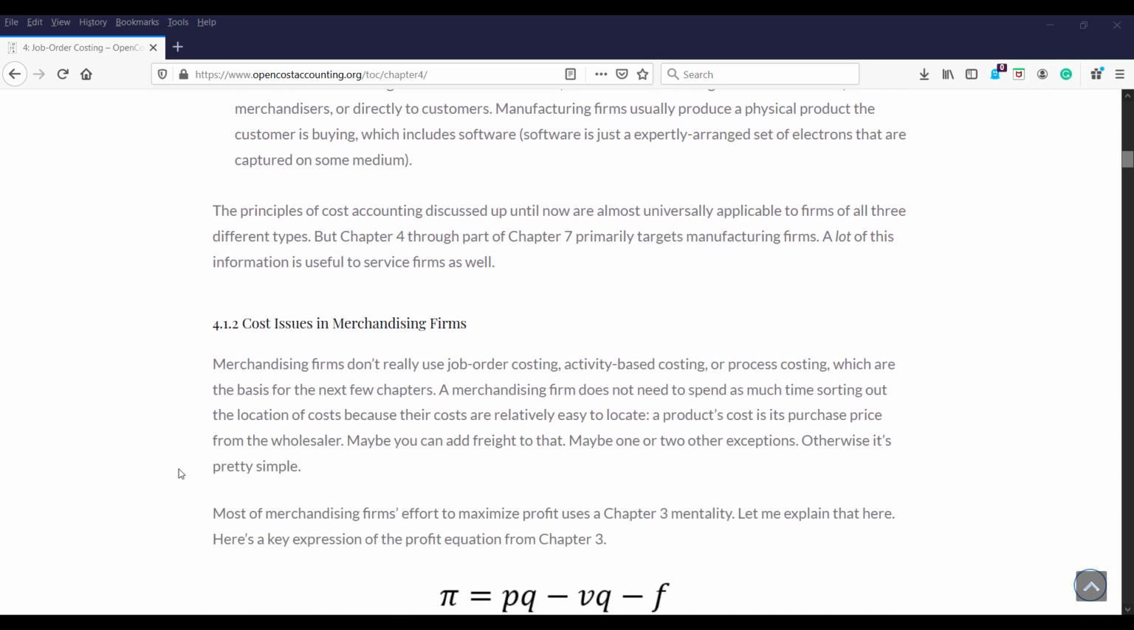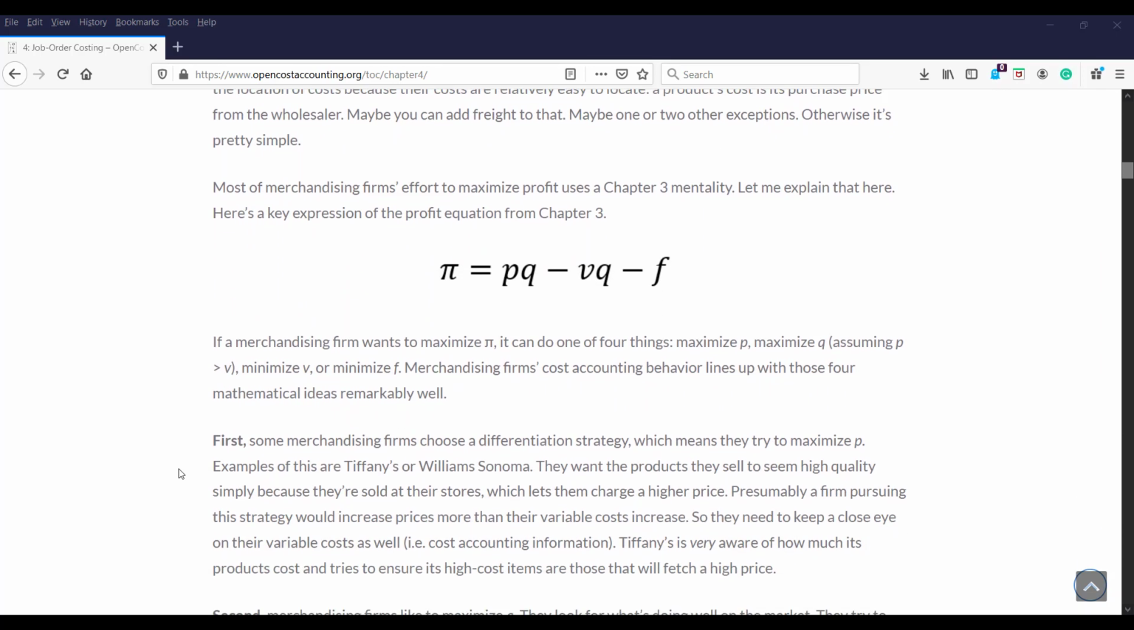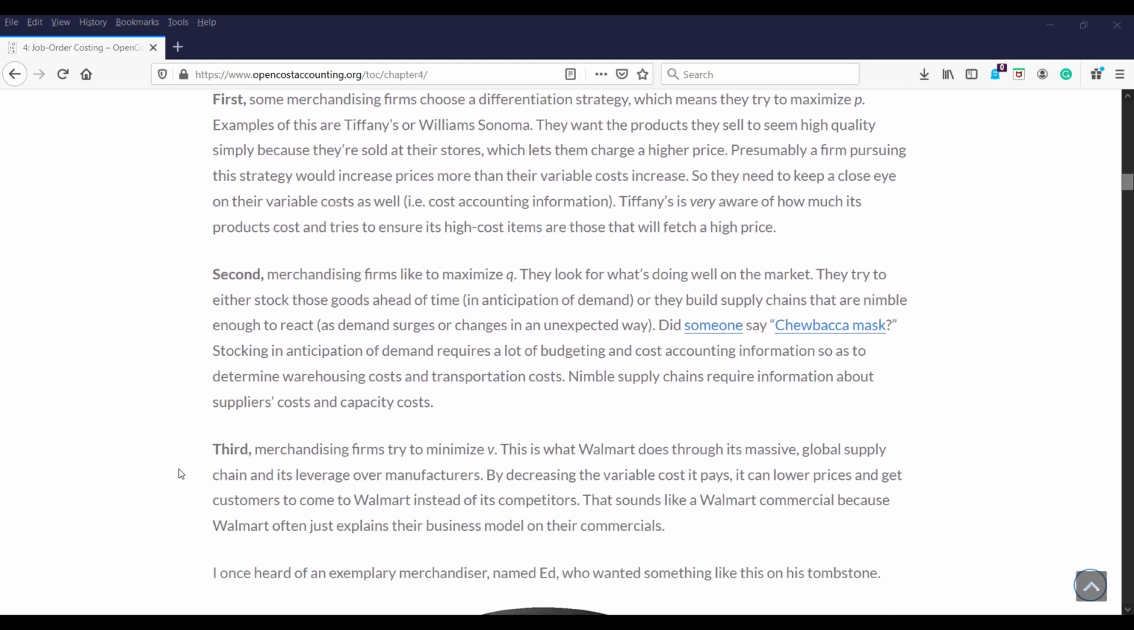Now, in the chapter, I take some time to talk about merchandising firms, and I apply some chapter 3 principles to them. I'm going to skip over that.